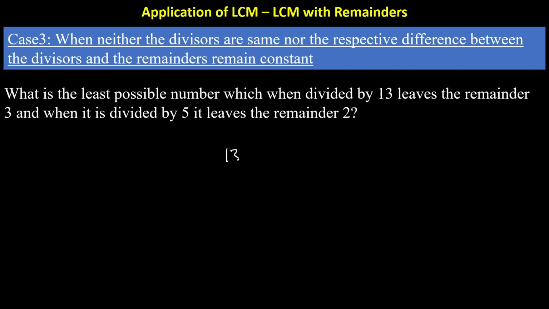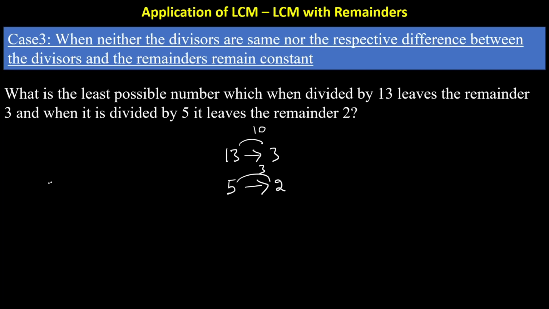So if you divide a number by 13, I need to get the remainder as 3. If you divide the number by 5, I need to get the remainder as 2. But if you observe, the difference is 10 here, and when it is divided by 5, the remainder is 2. But what is the difference here? 3. So here it is not like case 2, because the difference between divisor and remainder is different for the two numbers. So at this place, let's see what we need to do.